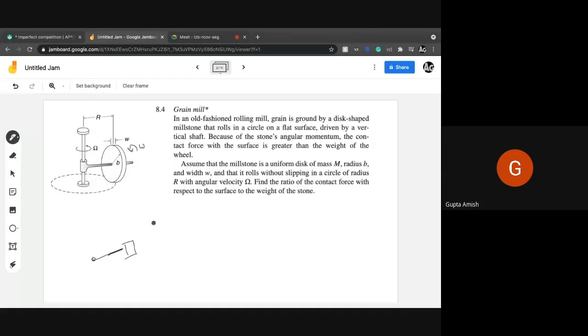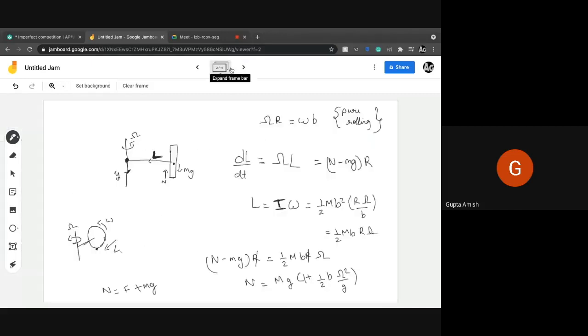Imagine this was a circular motion. What would you do? You would straight away apply the concepts of circular motion, which is mv square by r. That's the radial force that's acting in this direction, and there's a pseudo force. Similarly here, all you need to do is apply this.